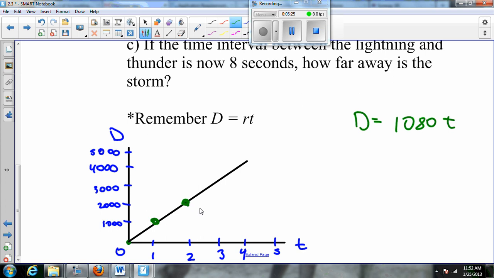Okay. It also asks us what the constant of proportionality represents, which is this 1080. K represents the speed of sound.